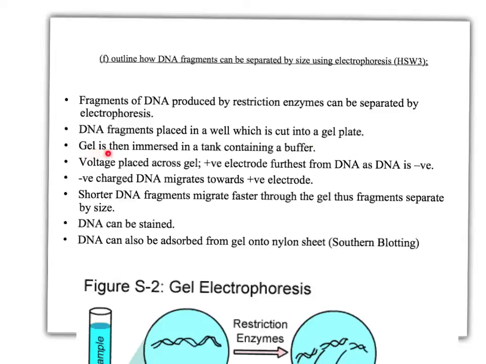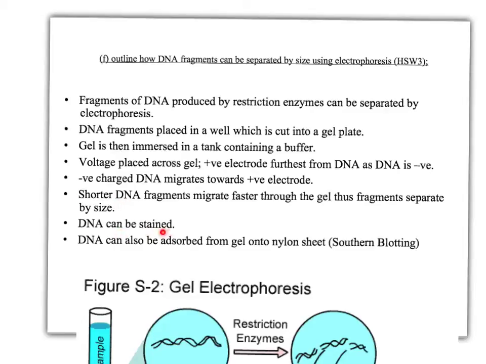Okay, and then we put our gel in a tank containing a buffer solution, and then we place a voltage across the gel, and because the DNA is slightly negative, the DNA will migrate through the gel towards the positive electrode. Okay, and what we find is the shorter DNA fragments migrate faster through the agarose gel than the larger ones. So what happens is that we separate our DNA by size.